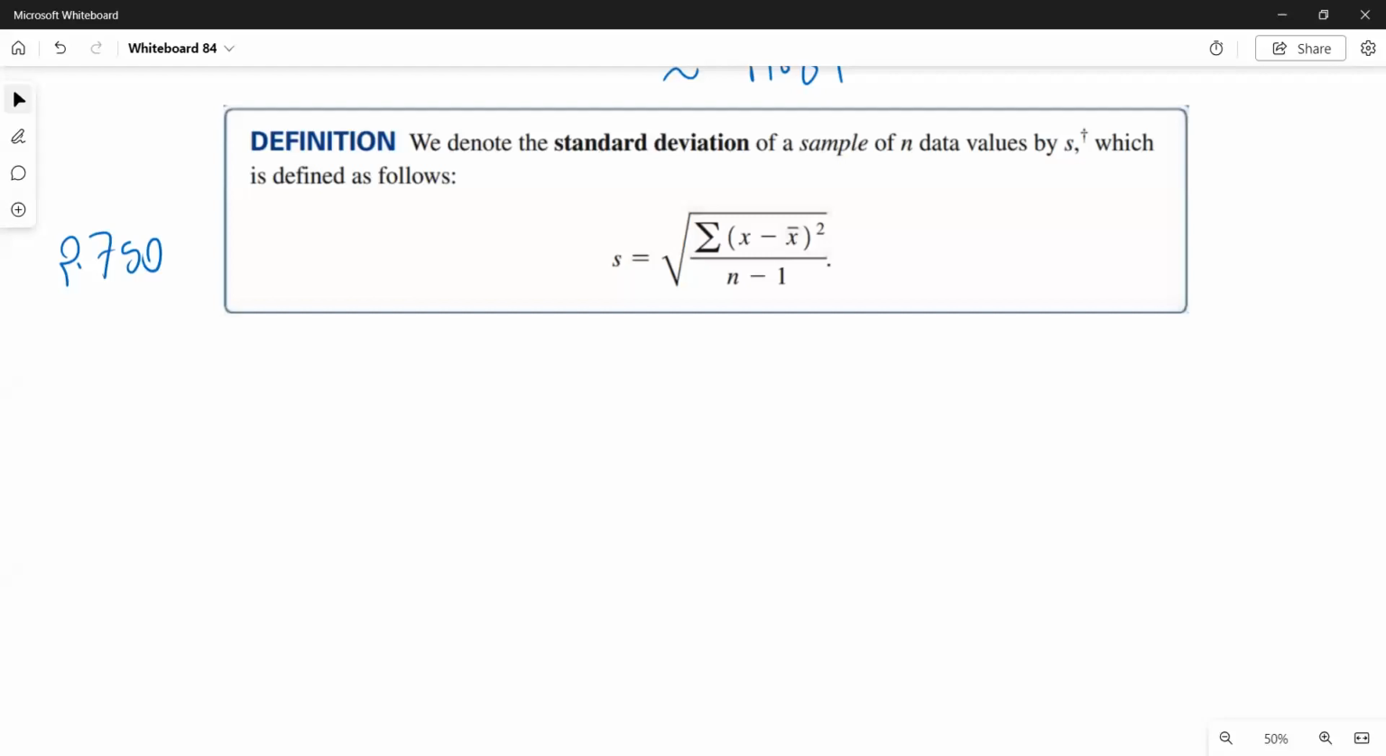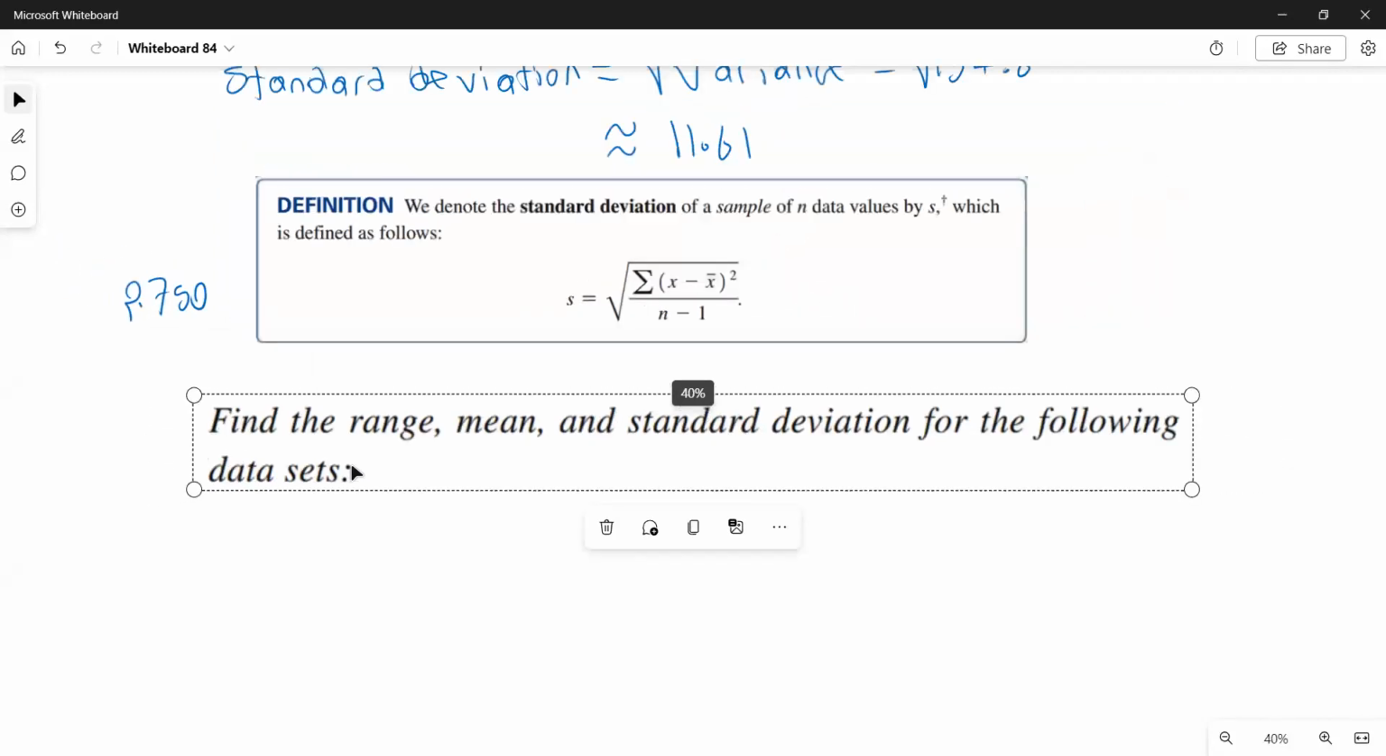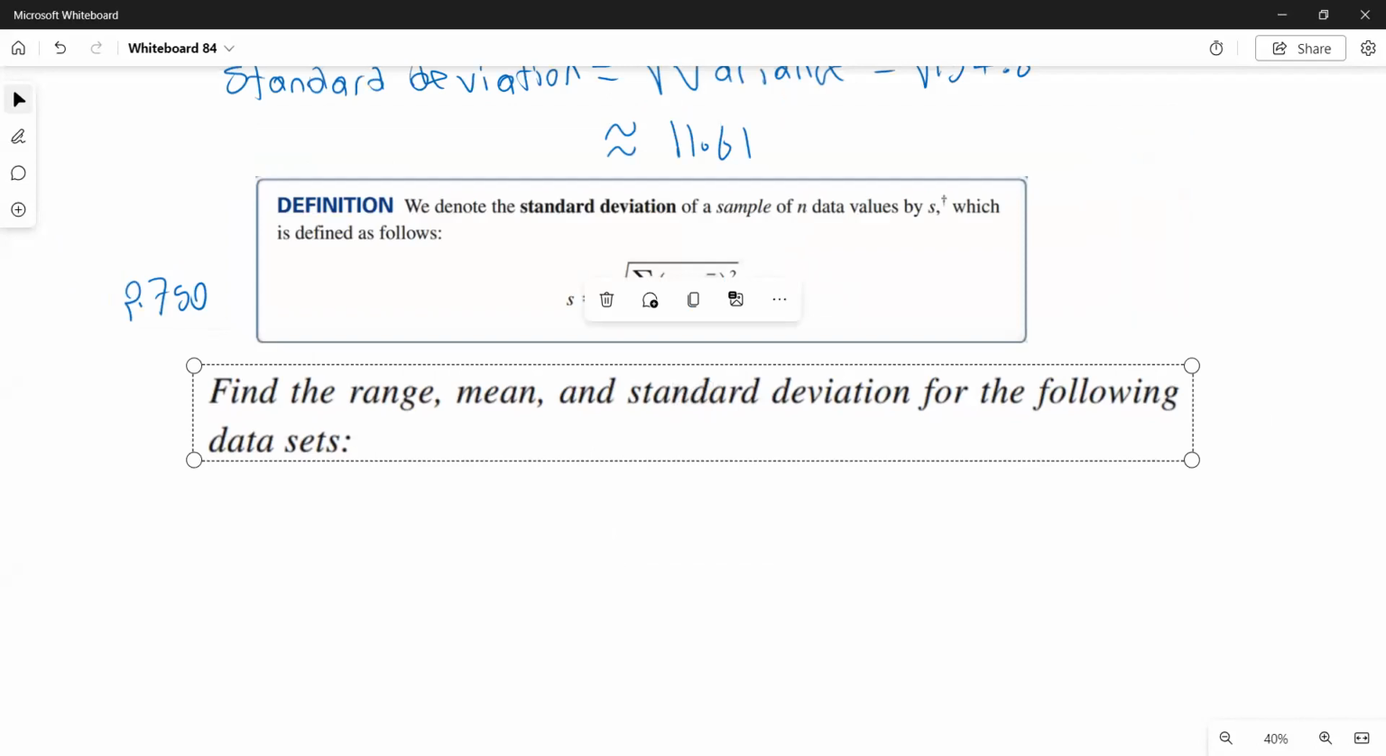Again, this is better if we illustrate it with an example. We're going to find another standard deviation on page 755, problem number 2. We're going to find the range, mean, and standard deviation for the following data set.